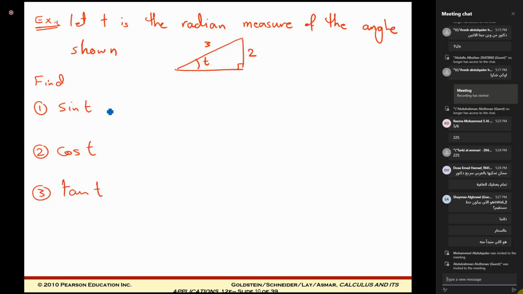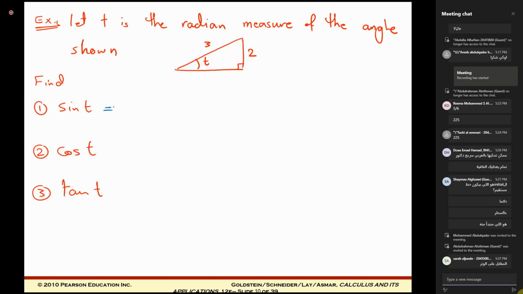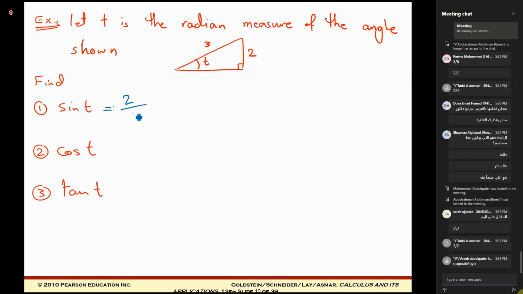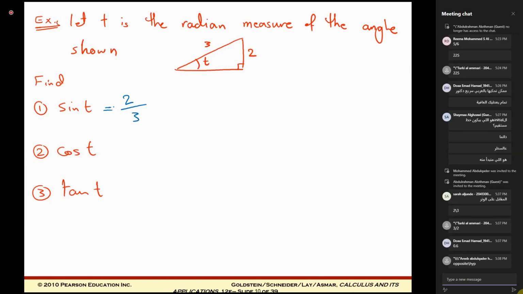Solution. To find the sine of t, what's the value of sine t? Okay. Good, Sarah. So we have the opposite 2 over hypotenuse 3. 2 over 3. Not 3 over 2. Okay, Turki.